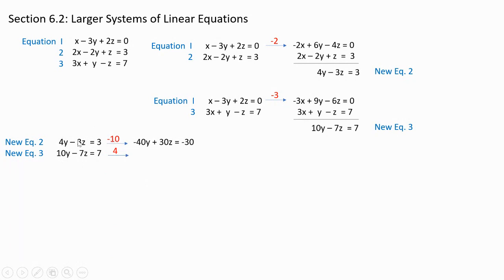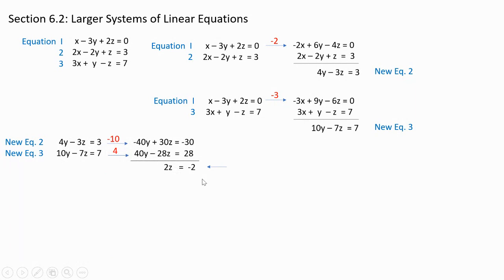So if I do that, it's going to give us -40y, -10 times -3z will give us positive 30z, and -10 times 3 will give us -30. And in the same fashion, I'm going to multiply 4 times every term in equation 3. And I get 40y minus 28z equals 28. After I execute the operation here, it is going to give us 2z equals -2.